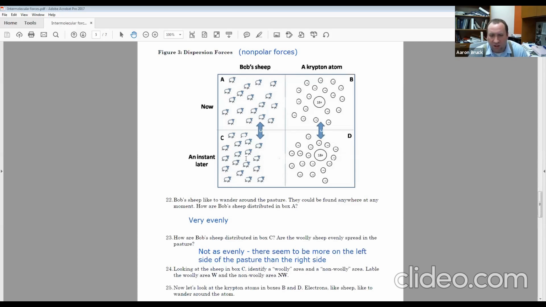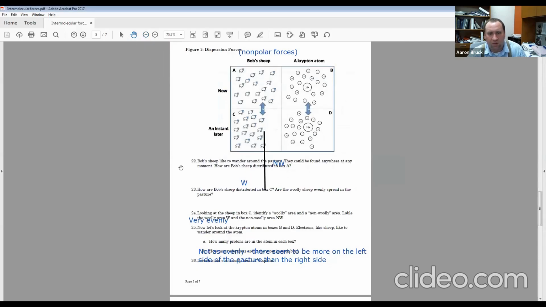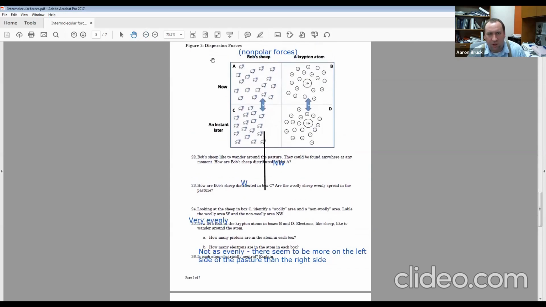Now looking at the sheep in box C, the sheep identify a woolly and a non-woolly area. So the woolly area would be this area right here. And if I draw a line of demarcation here, the non-woolly area would be right here. Now we're going to compare this to a krypton atom.